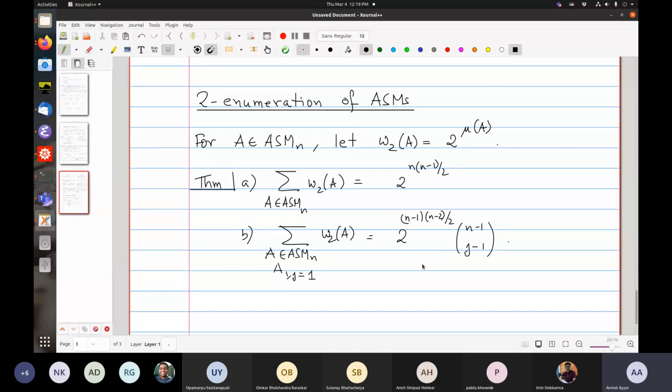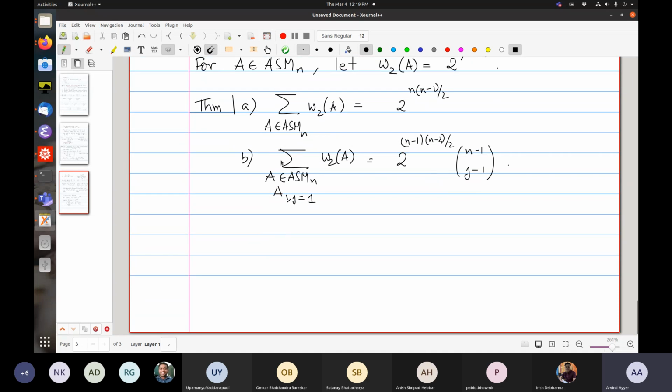If people who are studying alternating sign matrices knew about this 2 enumeration first, they would have found a much easier triangle to guess. Maybe not to prove yet, but to guess. And we will see that these guys are related to another class of objects. Okay, any questions?